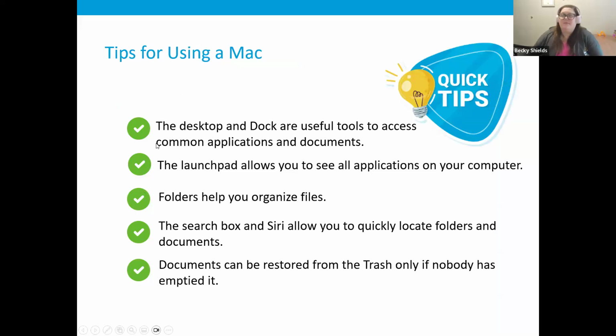So, tips for using a Mac computer. The desktop and the dock are useful tools that help you access common applications and documents. The Launchpad, again, is that gray icon with all the multicolored squares in it, that's what's going to allow you to see all the applications on your computer. Folders help you organize files. The search box with that magnifying glass and Siri allow you to quickly locate folders and documents.